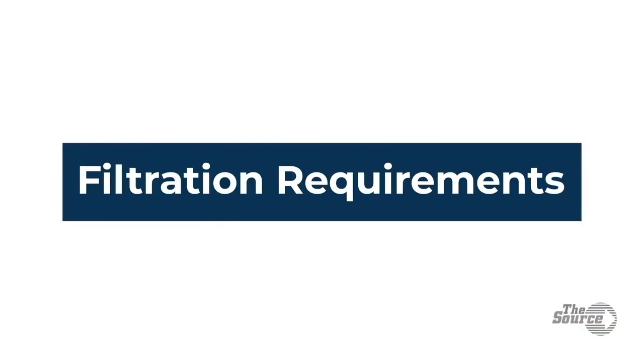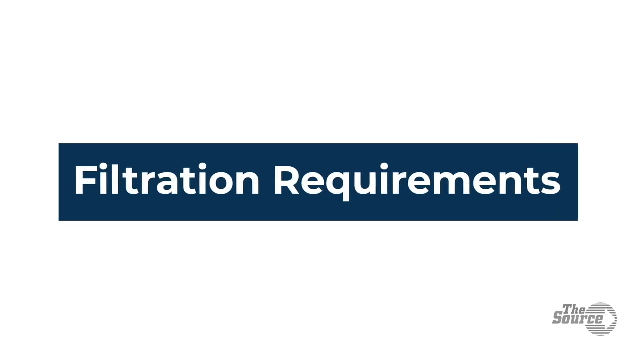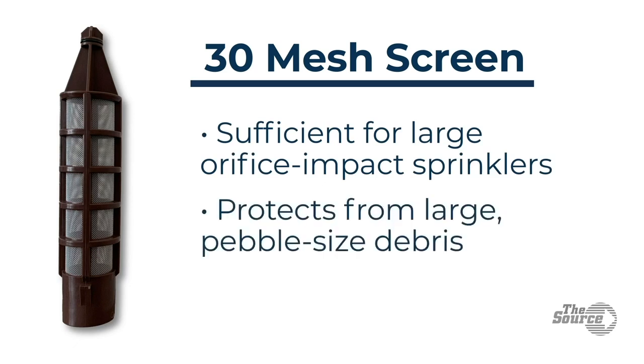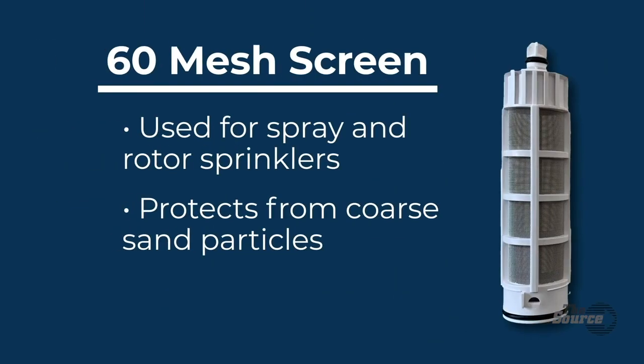Filtration requirements are usually expressed in mesh size, which means the number of openings per linear inch in the screen. The TwistIIClean offers 5 different filter mesh sizes. 30 mesh screens are sufficient for large orifice impact sprinklers, offering protection from large pebble-sized debris. 60 mesh screens are typically used for spray and rotor sprinklers, offering protection from coarse sand particles.